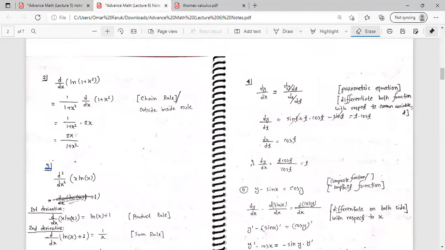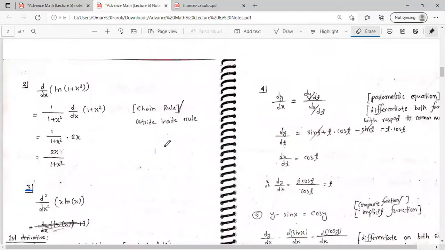So here is the second example. It is d/dx of ln(1 + x²). Again, we have two functions here. We already know that d/dx of ln x will be 1 by x, right? But we don't know d/dx of ln(1 + x²).